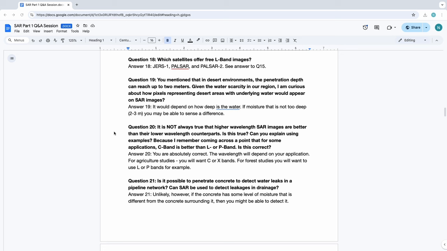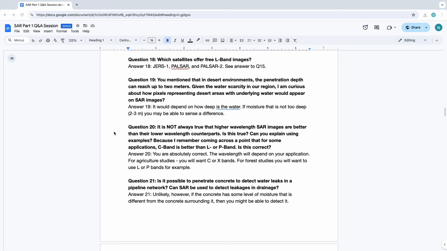Question 20, it's not always true that higher wavelength SAR images are better than lower wavelength counterparts. Is this true? Can you explain using examples? Because I remember coming across a point that for some applications, C-band is better than L or P-band. Is this correct? Yes, this is absolutely correct.